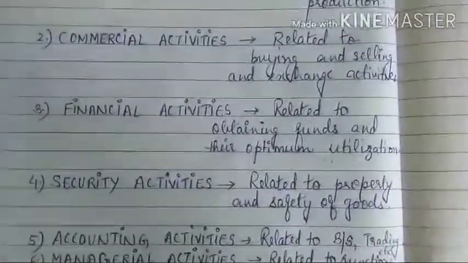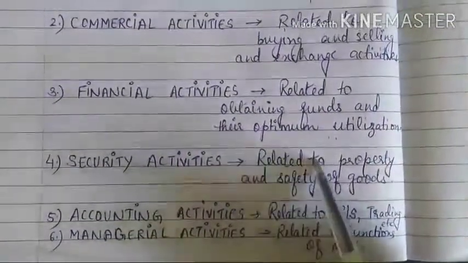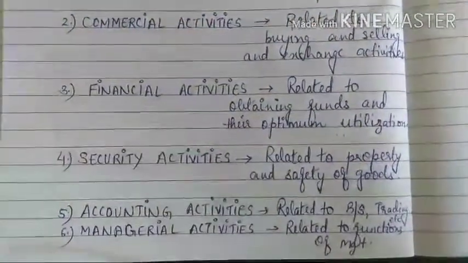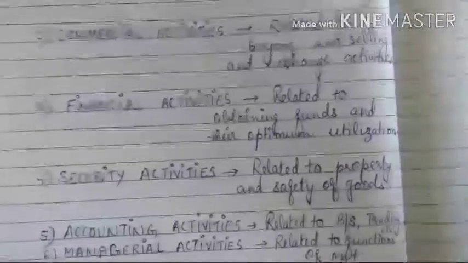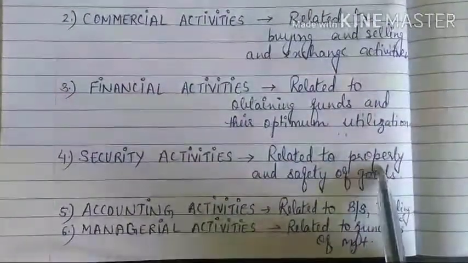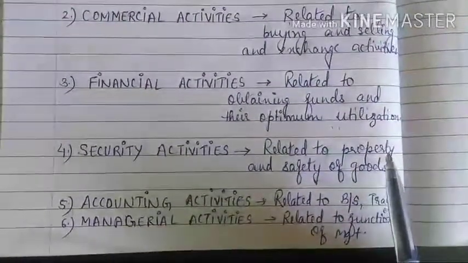Then comes the next activity, that is the security activity. Security activity means related to the property and safety of the goods. Okay, it is related to the assets and the safety of the goods, that is, how to take care of the goods and how to take care of the property which is for the business.